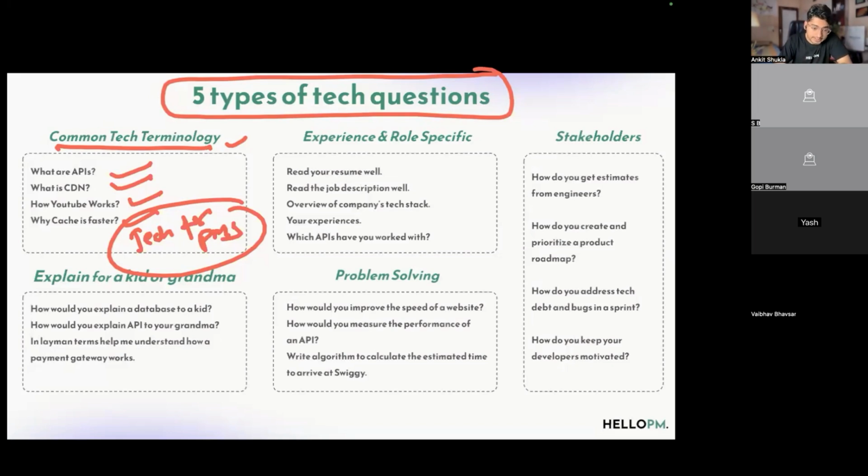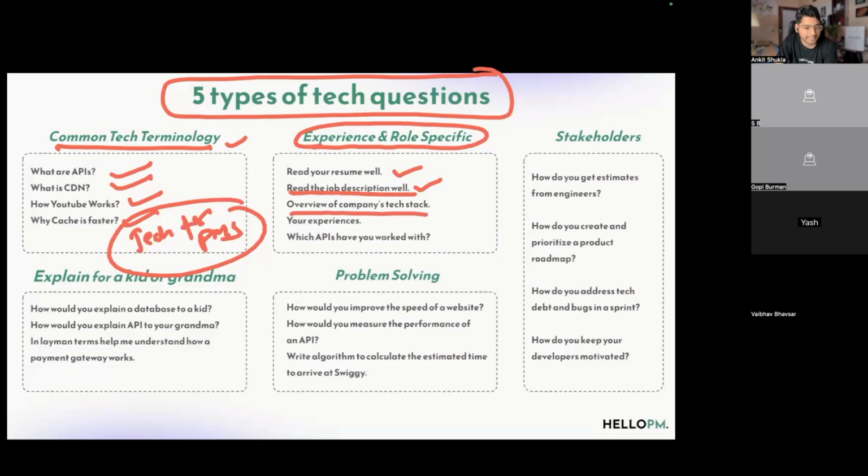Okay. The second part is experience and role specific. These are the most important questions. Once you've understood the basics, make sure that you read your resume well. If you have mentioned any technical term, be 100% sure that you know about this term. Second, read the job description well and try to understand what technologies they are using, so that you can be aware of those technologies. Let's say someone mentions the product manager we are hiring should have SQL skills. Make sure that you are reading and learning about it.